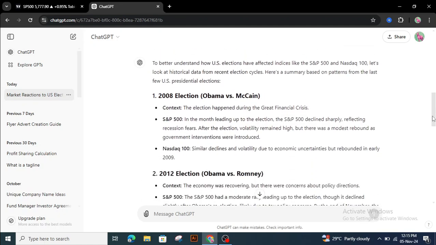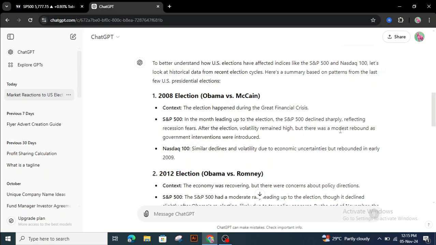Then start with the first one, the 2008 election, Obama versus McCain. Now, I want you to pay attention to what is going on here. In the month leading up to the election, the S&P 500 declined sharply, reflecting recession fears. After the election, volatility remained high, but there was a modest rebound as government intervention was introduced.